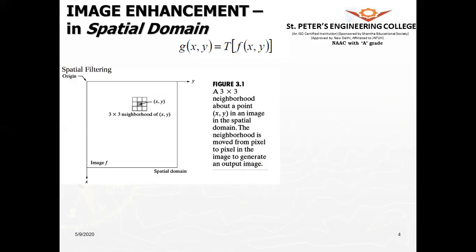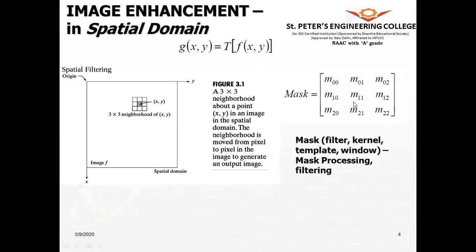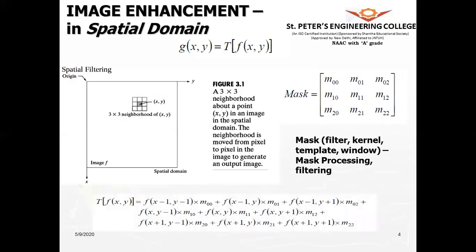This is the block we are using, the 3 by 3 block. If you take the mask for that, it is as shown here. And this mask is also called a kernel or a template or a window. So you can be doing the processing or the filtering using this. If you write the mathematical equation for each of the elements present in this, for the corresponding elements in the mask, you will get this equation. So this is the mathematical representation.